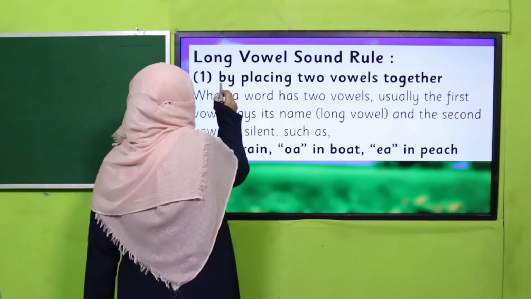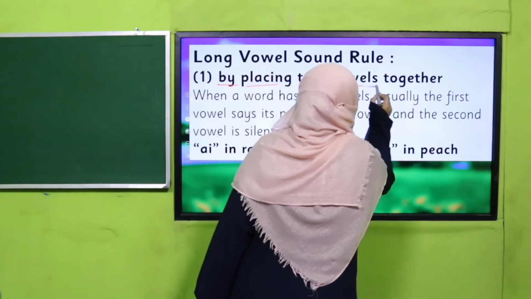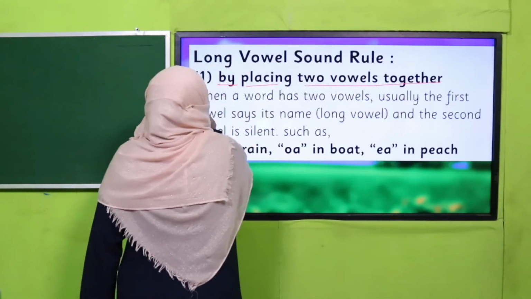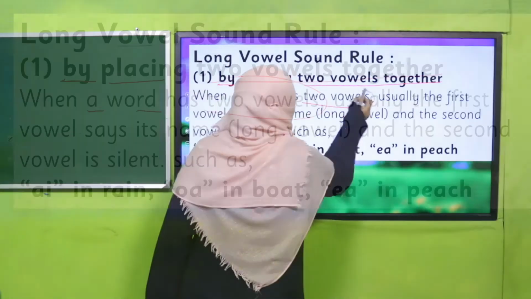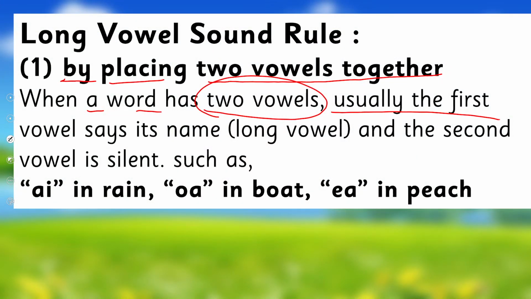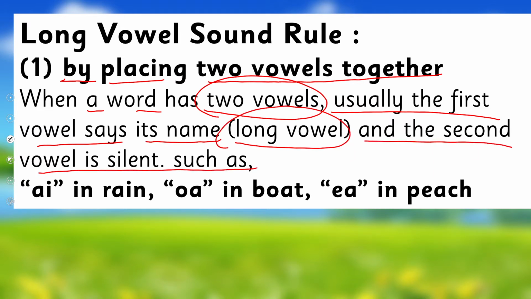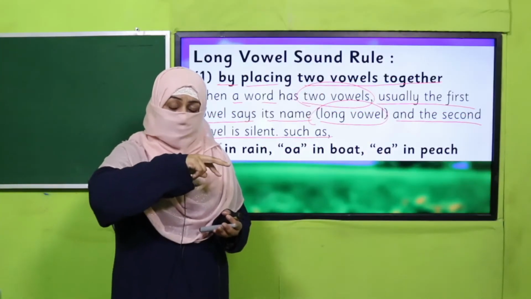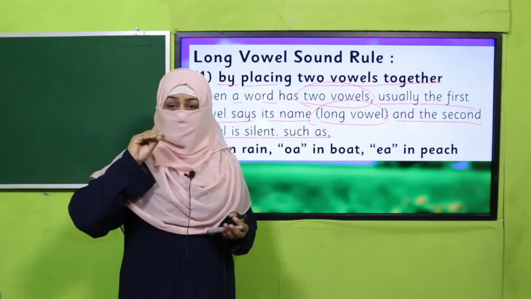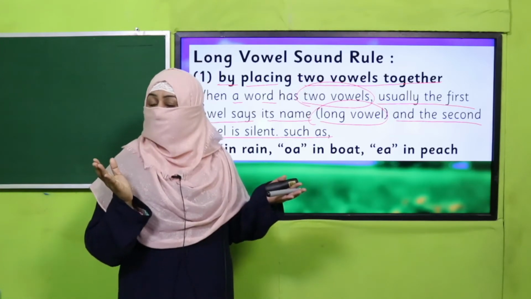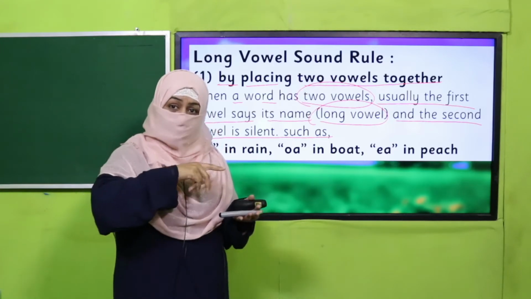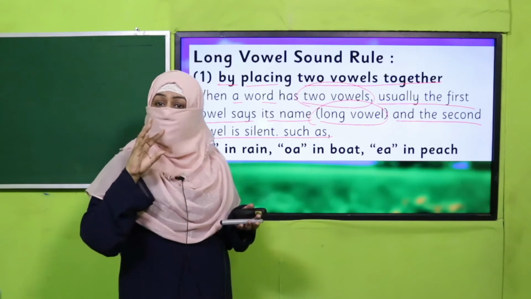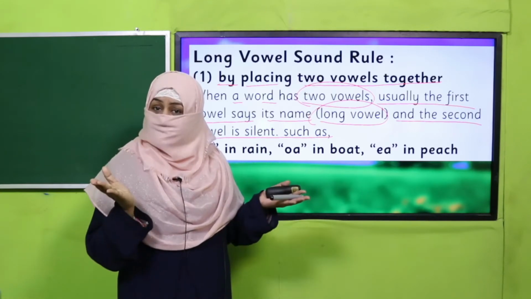The first thing is placing two vowels together. When a word has two vowels, usually the first vowel says its name, the long vowel, and the second vowel is silent. I told you, when two vowels are walking, the first does the talking and says its name.